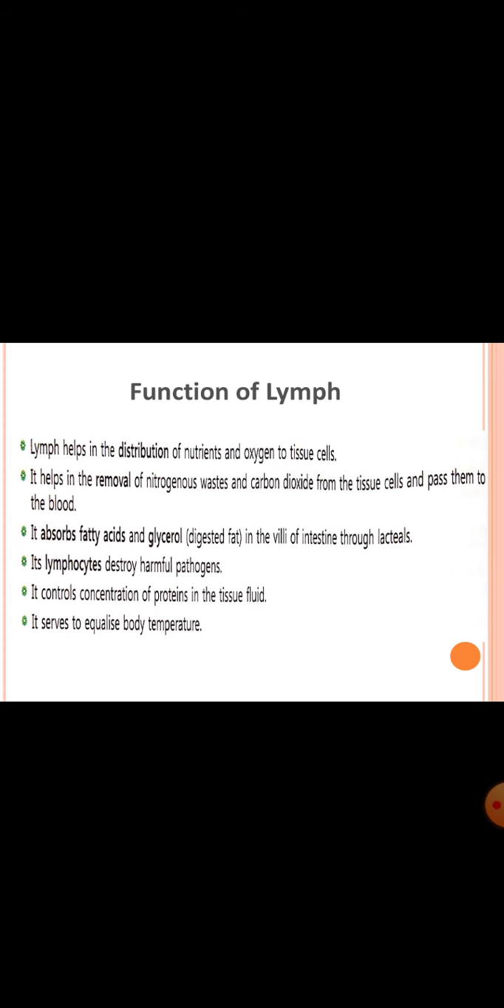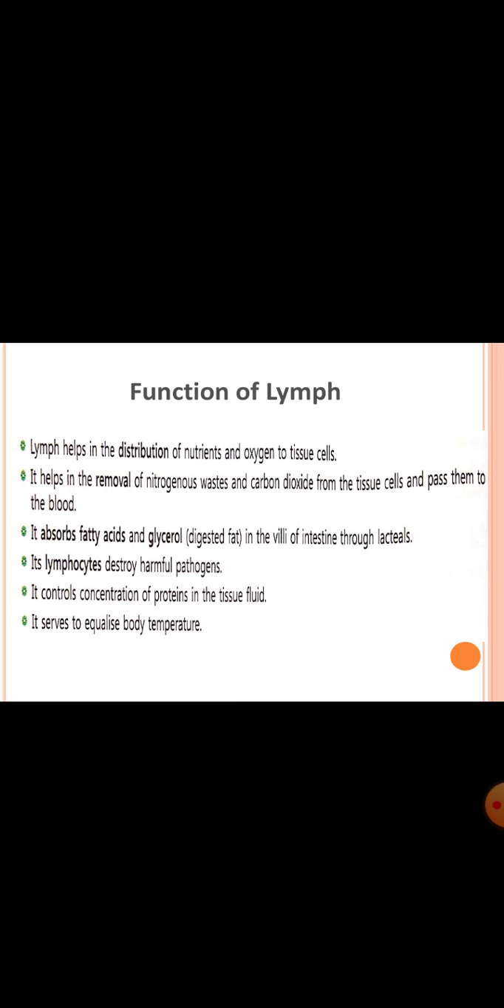Now the spleen found in our body works as a lymphatic organ. Spleen is also known as the blood reservoir. First of all, spleen is a large and important lymphatic organ in our body, and it is reddish brown in color, attached to the posterior or outer margin of the stomach.